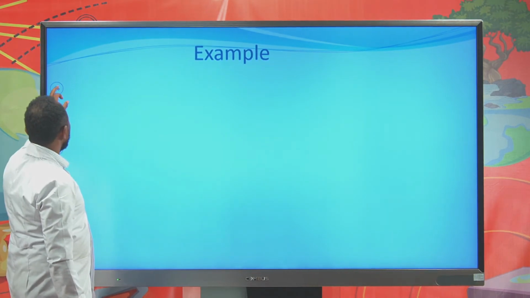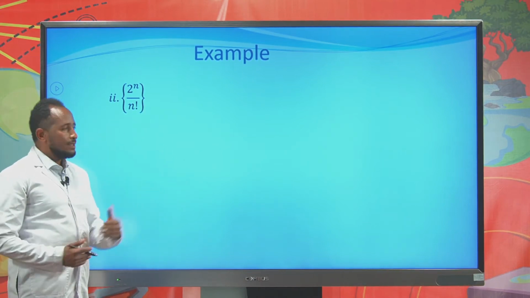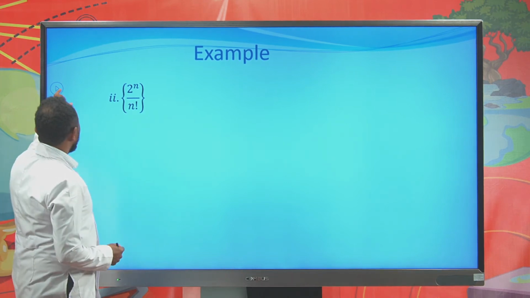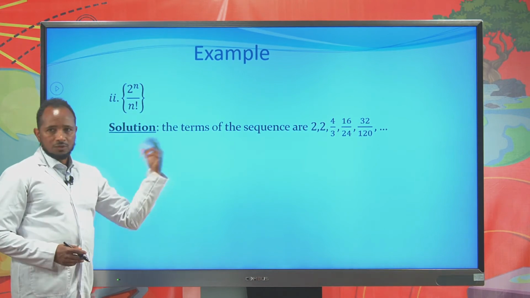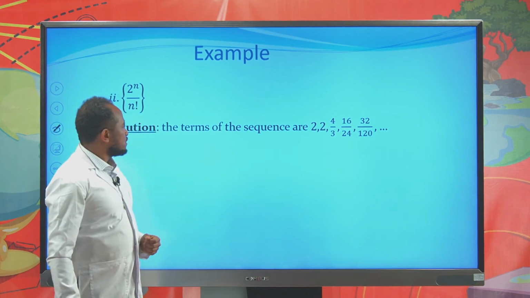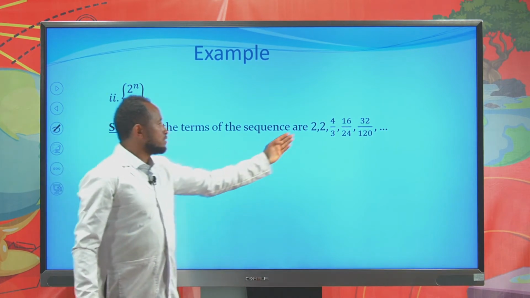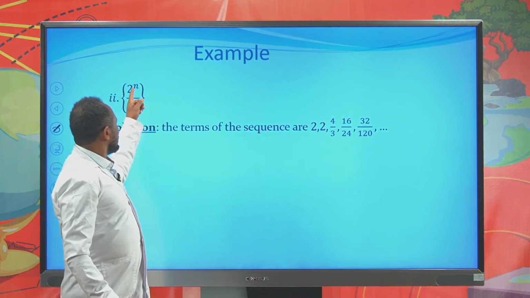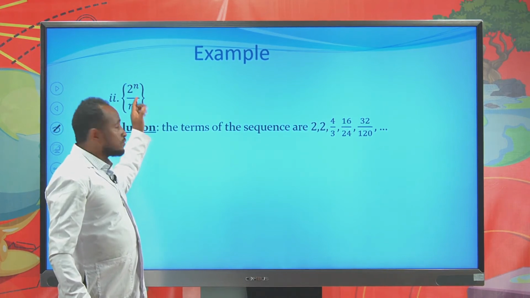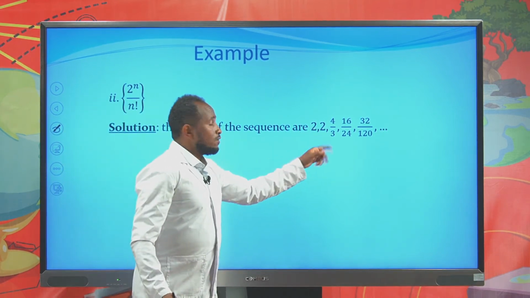Now let's proceed to another example. Let's see this one. This sequence is given. We need to find its least upper bound and greatest lower bound. To find that, we need to list some of the terms of this sequence. The first term, when you put 1 here, 2 to the power of 1 over 1 factorial, is 2. The second term, put 2 here, 2 squared over 2 factorial, is 4 over 2, which is 2. So it goes on like this.